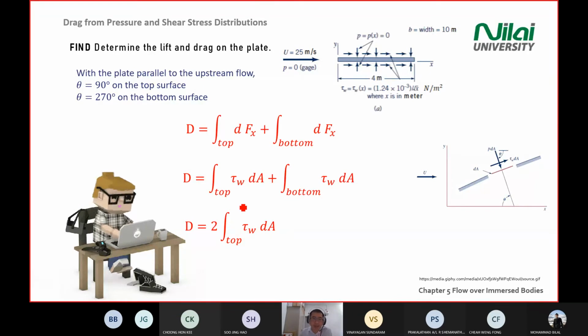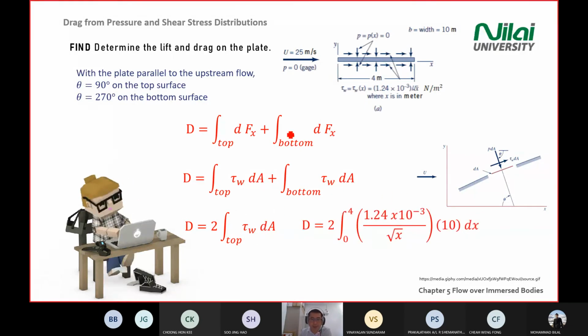So for this moment, we already derived the equation for lift and drag. Lift is always perpendicular to the upstream. Drag is always parallel to the upstream. We focus on the upstream rather than the surface orientation. So we always look at the direction of your upstream, your flow direction. Then the rest is just substitution of the given equation.